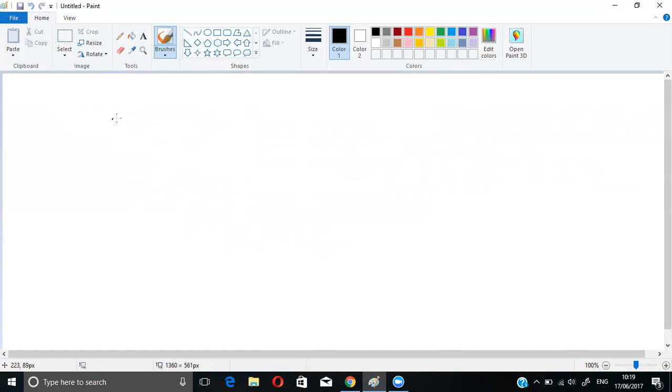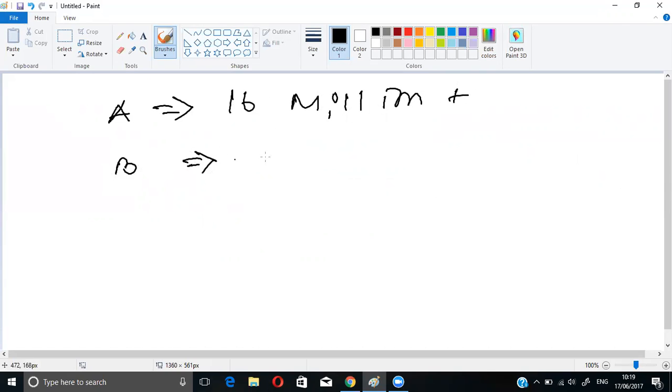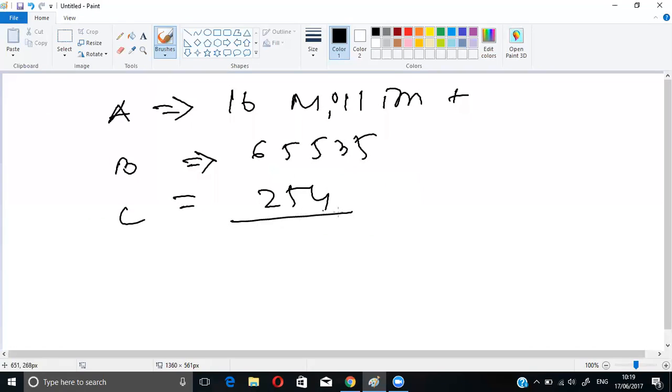The very first time I told you, if you are using class A you are going to get 16 million plus hosts. If it is class B, you'll get 65,535. If it is class C, we are going to get 254. Is that clear now? So if you require a small network, mostly you'll go for class C. Is that clear?